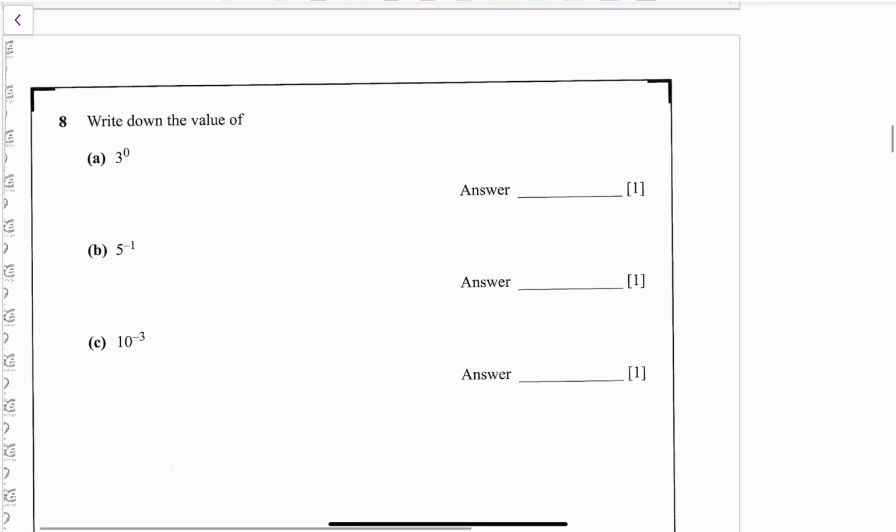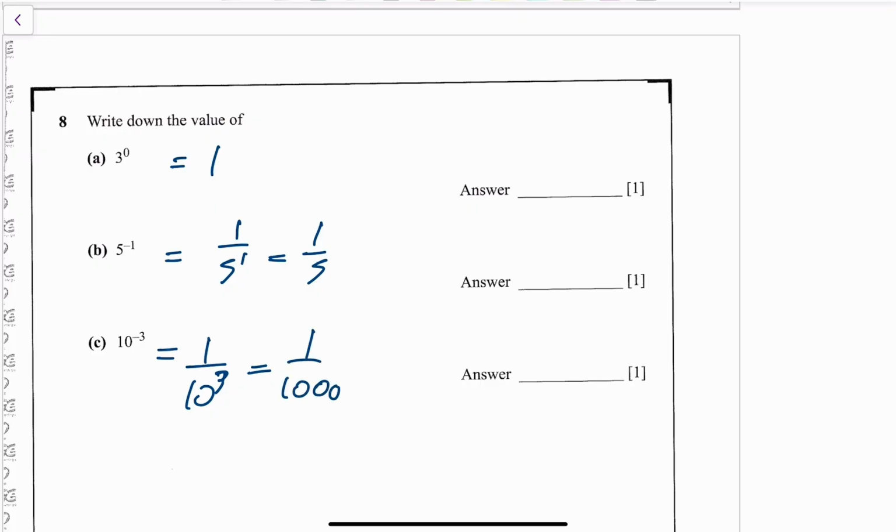Next, an index question: find the value of 3 to the power of 0. Anything to the power of 0 is 1. 5 to the power of minus 1, that's 1 over 5 to the power of 1, or 1 over 5. And then 10 to the power of minus 3 is 1 over 10 cubed, or 1 over 1000.